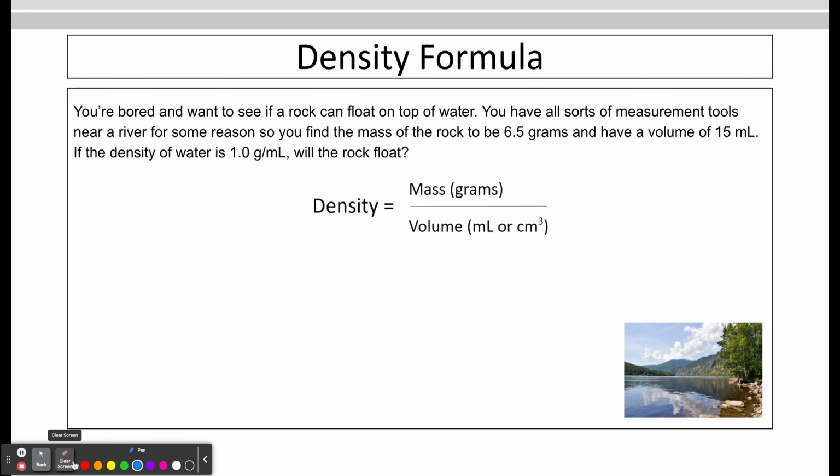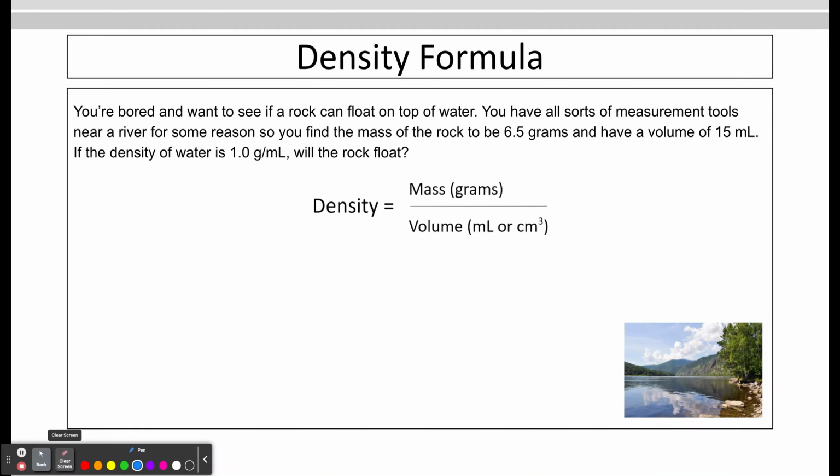Okay, going to the next one. You're bored and want to see if a rock can float on top of water. You have all sorts of measurement tools near a river for some reason. You find the mass of a rock to be 6.5 grams and a volume of 15. If the density of water is 1, will the rock float?